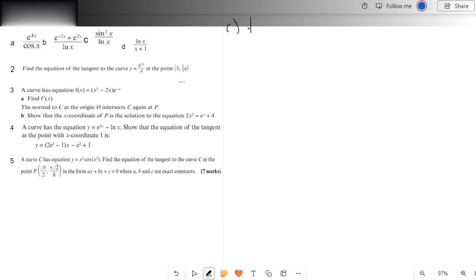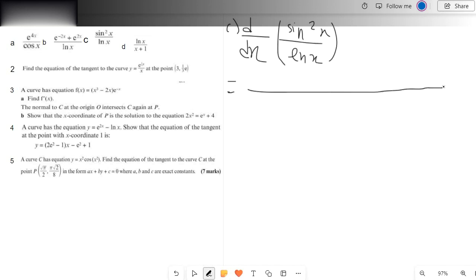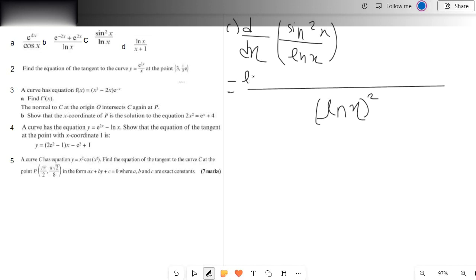So for number c, we have to find the derivative of sine squared x divided by ln x. So using the quotient rule again, we have ln x squared at the bottom, the denominator. At the numerator we have ln x multiplied with the derivative of sine squared x, subtracted with sine squared x multiplied with the derivative of ln x.